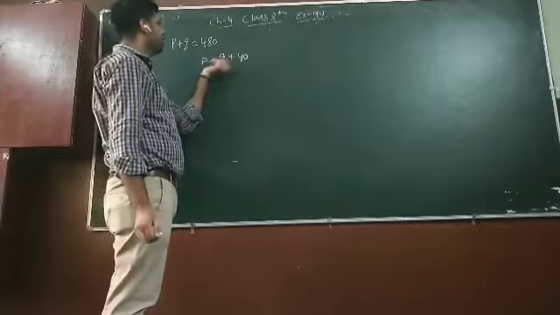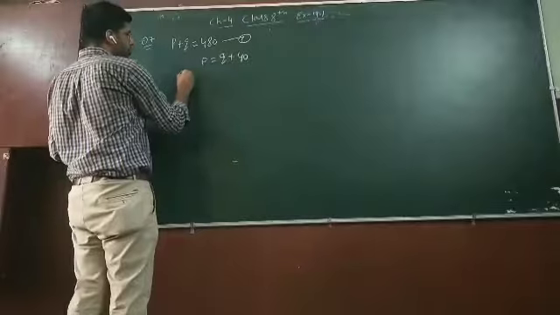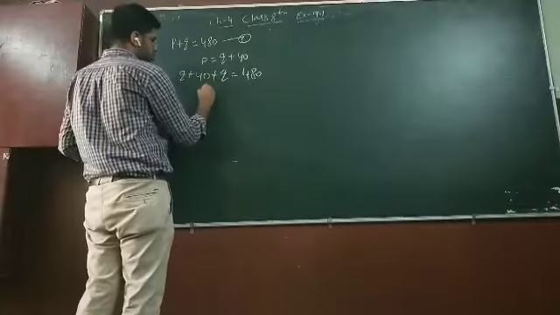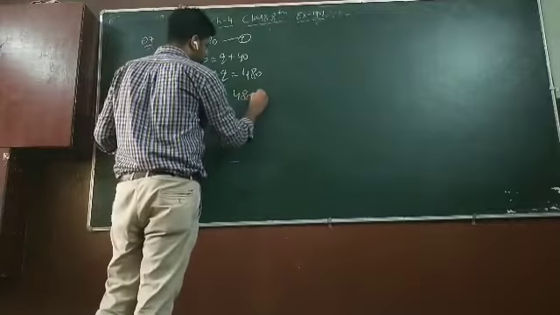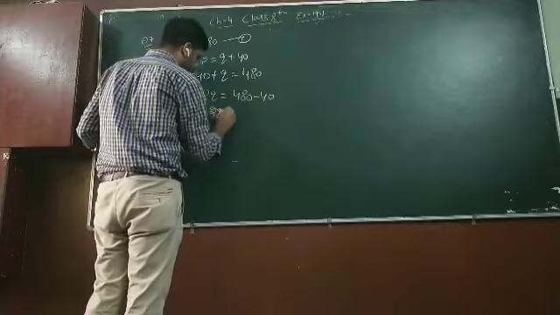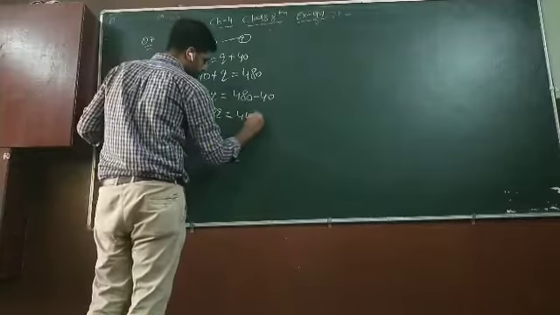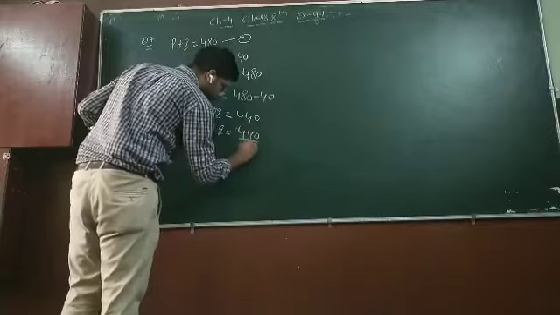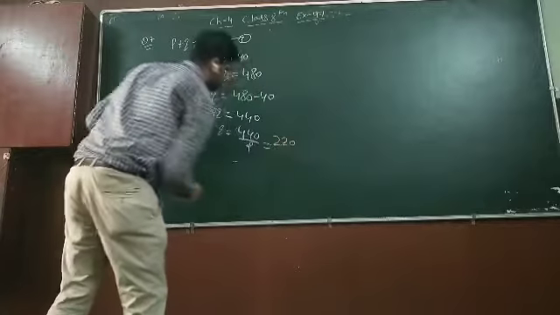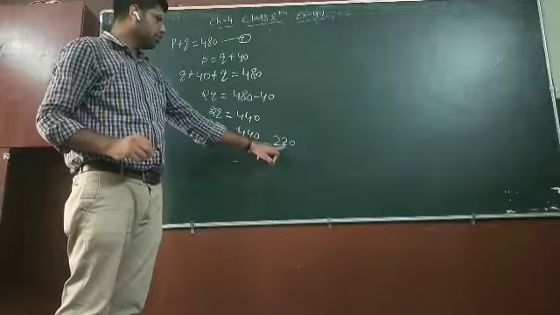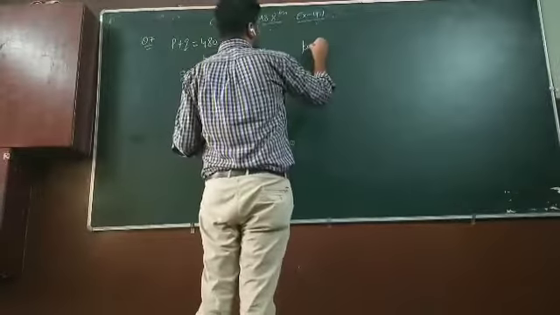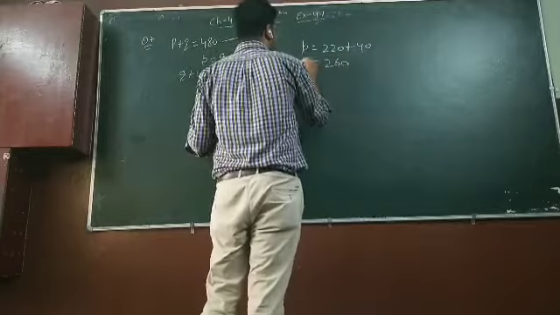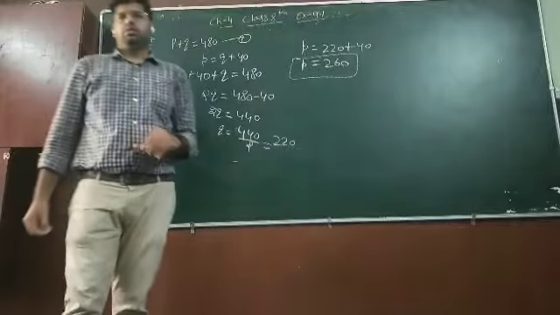Very easy, beta. Just put this value of P in this one. We get Q plus 40 plus Q is equal to 480. So 2Q is equal to 480 minus 40. So 2Q is equal to 440. So my Q is equal to 440 by 2, that is equal to 220. So now if Q is equal to 220, my P becomes P is equal to 220 plus 40, that is equal to 260. So P is equal to 260. Okay.